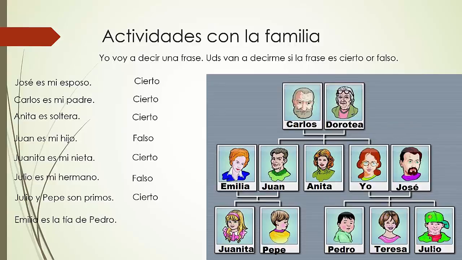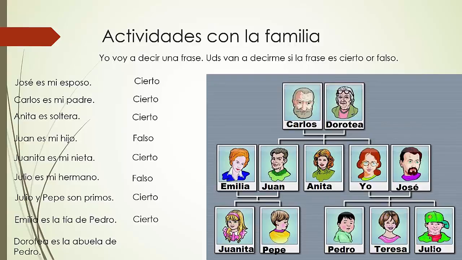Emilia es la tía de Pedro. What does that mean? Emilia is the aunt of Pedro. Remember, we don't have the apostrophe S for possession, so I can't say Emilia is Pedro's aunt. I have to say is the aunt of Pedro. ¿Cierto o falso? Cierto. Y finalmente, Dorotea es la abuela de Pedro.